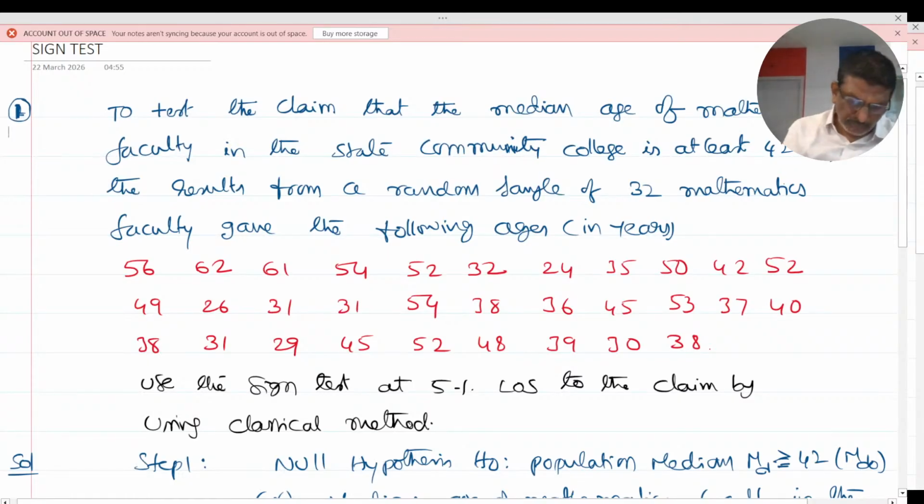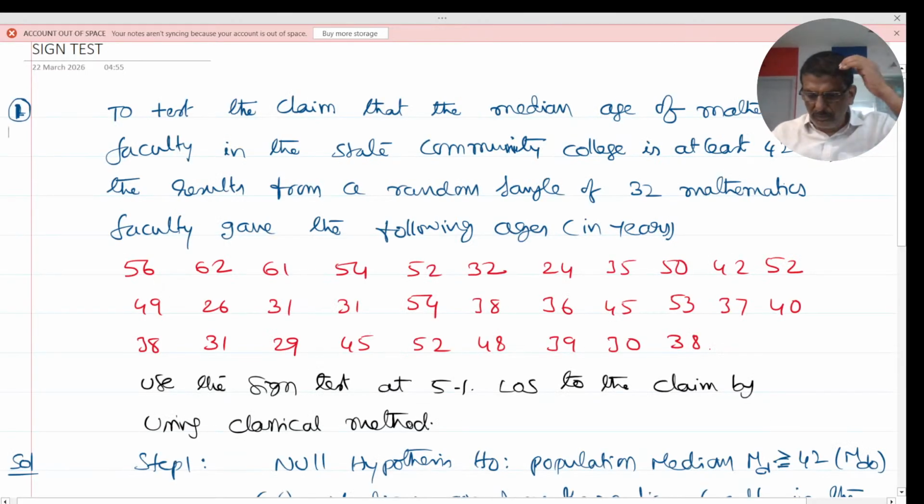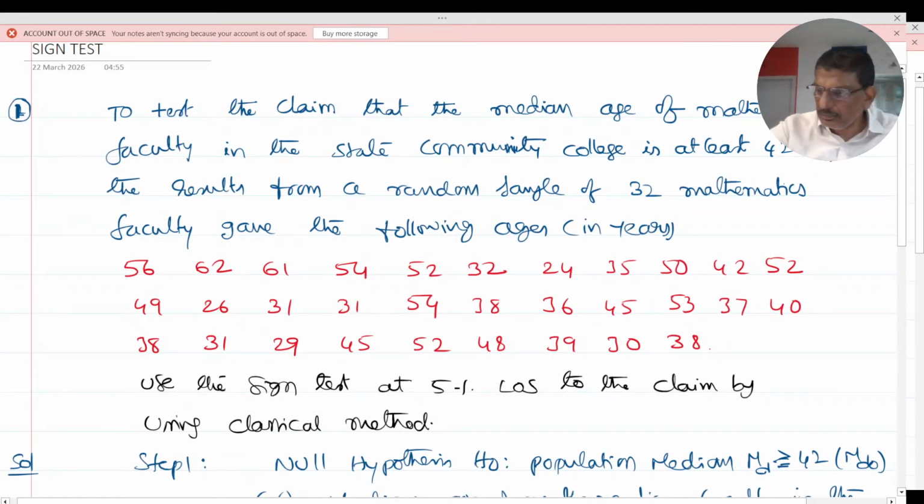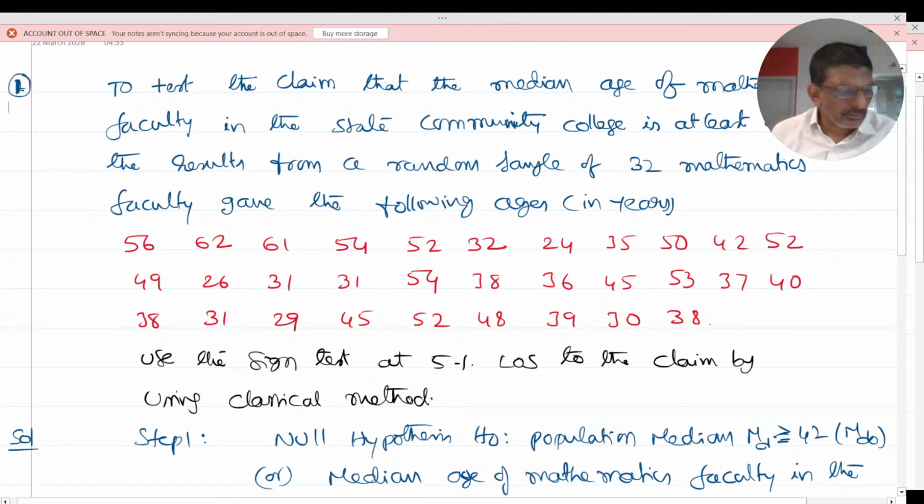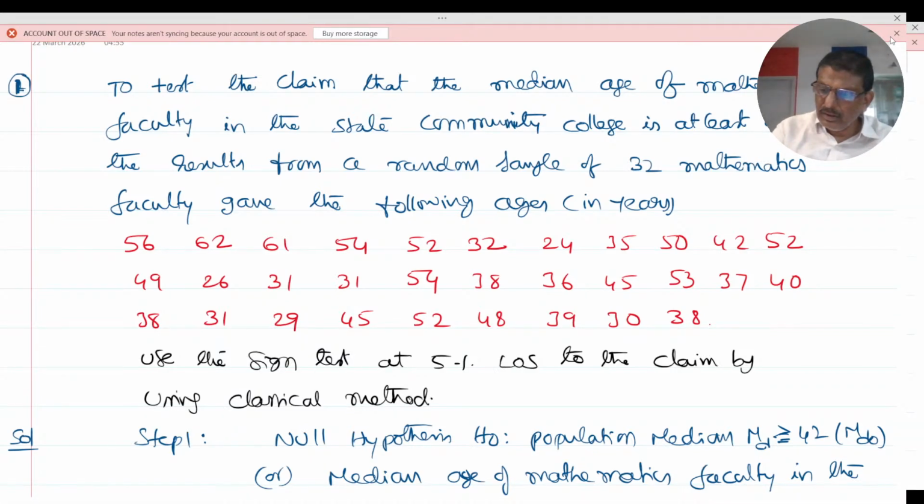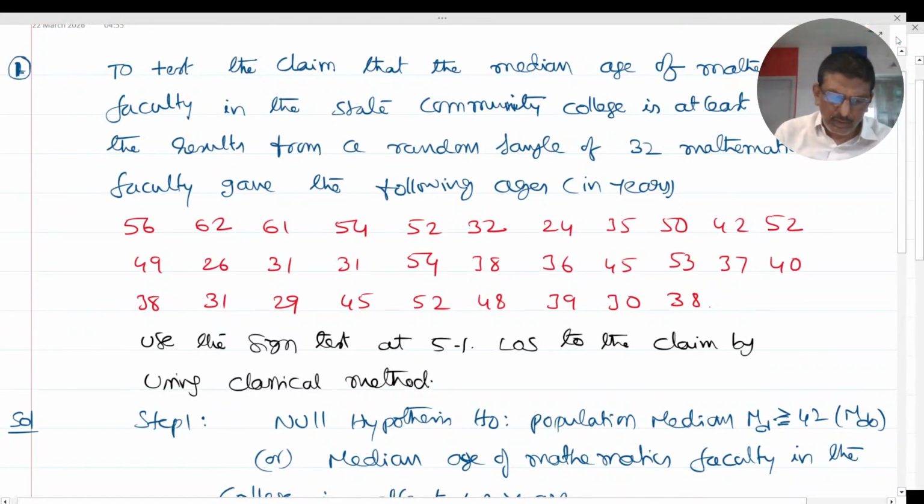So this is the problem. To test the claim that the median age of mathematics faculty in the state community college is at least 42 years. The results from a random sample of 32 mathematics faculty gave the following ages.